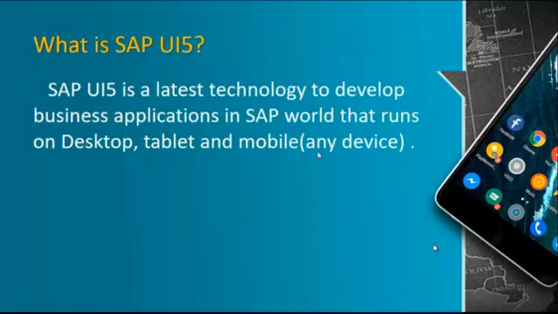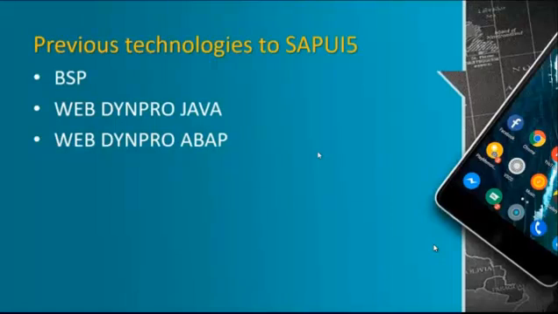Okay. So just to introduce, what are the previous technologies before SAP UI5 came into the market? Two of these technologies I already told as a part of my experience, WebDynPro Java and WebDynPro ABAP. Even prior to WebDynPro Java, there is a technology called BSP. I did not work on this, but some of you might know WebDynPro ABAP, right? Most of you may not know WebDynPro Java because this is an older technology. Anyway, this is just an introduction about the previous technologies.